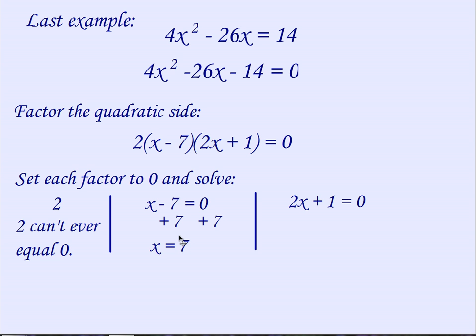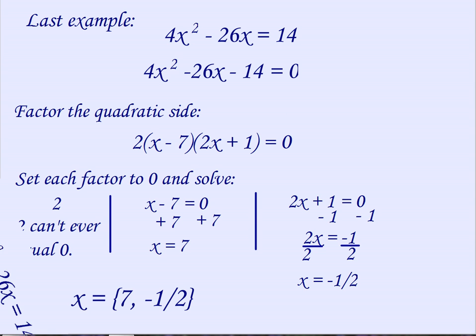In the middle factor, when I add 7 to both sides, I get x equals 7, which makes sense since 7 minus 7 is equal to 0. In the third factor, first thing I'm going to do is subtract 1 from both sides. Then I'm going to divide both sides by 2. And I'm going to end up with x equals negative 1/2. So even though I had 3 factors to begin with, only 2 factors had variables in them, so I'm only going to have 2 solutions. 7 and negative 1/2 work to make this equation true.